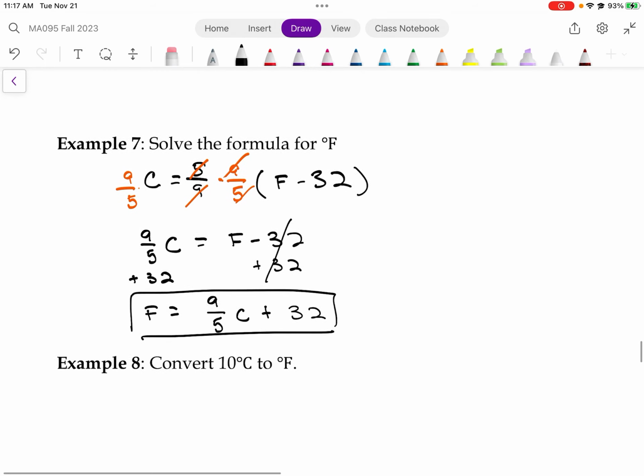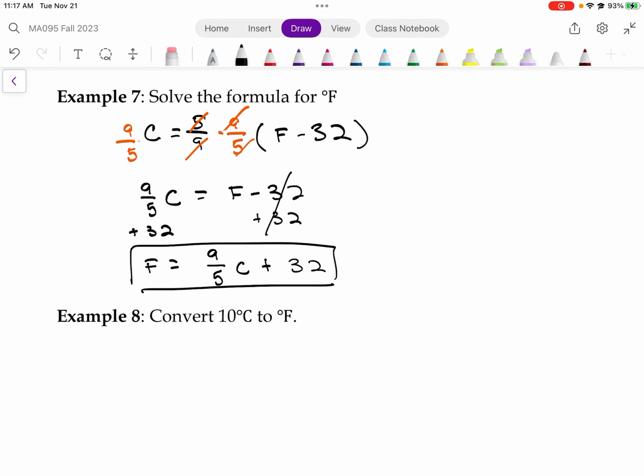Okay, so there's our formula for Fahrenheit. So now we're being asked to convert degrees Celsius to degrees Fahrenheit, and we can do that with our new formula that we just created. So we've got F equals 9/5 times 10 plus 32. And when I put that in my calculator, I get 50 degrees.